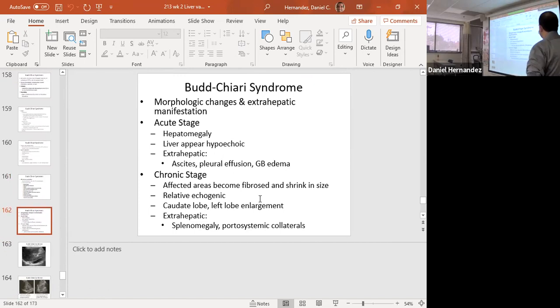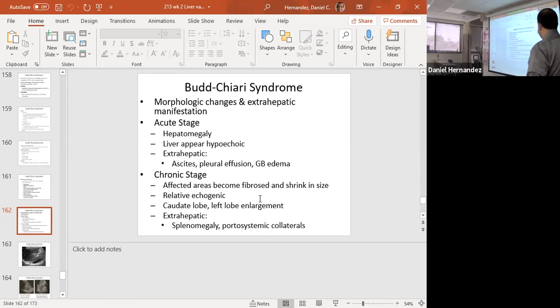So Budd-Chiari syndrome, we have some morphological changes and extrahepatic manifestations. In the acute stage, when it's first occurring, we develop hepatomegaly, again, because now the liver is not draining properly. So things are backing up to the liver. Liver becomes engorged with blood. Liver may appear hypoechoic at this point. Outside of the liver, we start developing ascites, pleural effusion, could potentially have gallbladder edema, so thickening of that gallbladder wall.